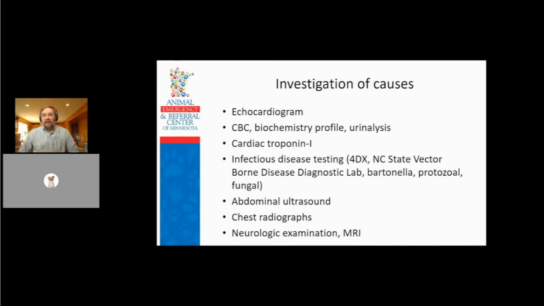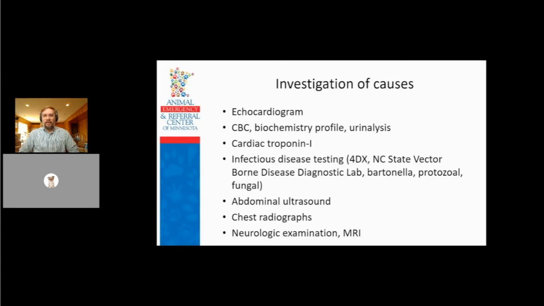So how do you go about investigating? I do think an echocardiogram is ideal whenever you have arrhythmias. That's really the best test to say, is there heart muscle disease? What are chamber sizes? What's heart function? Do we see heart tumors? Do we see other abnormalities?